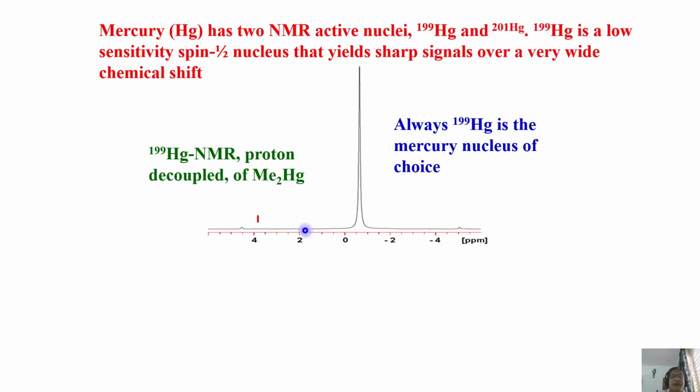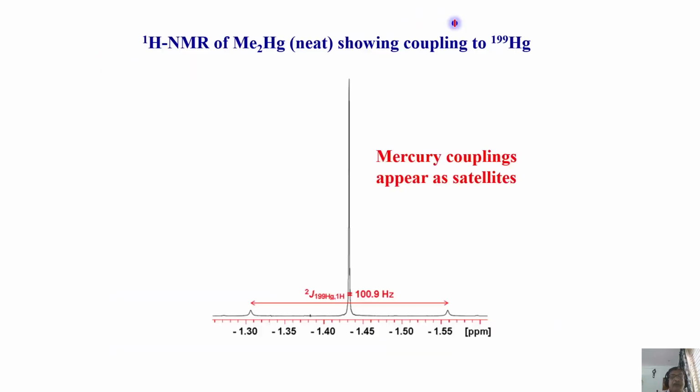But most of the time, what people use is 199, because 199 is a spin-1/2 nucleus, and 201 is a quadrupolar spin that normally is not studied. So the most favored nucleus for all of us, if you are studying mercury, is mercury-199. Okay. So now the proton NMR spectrum of dimethyl mercury is taken, neat sample without dissolving anything.